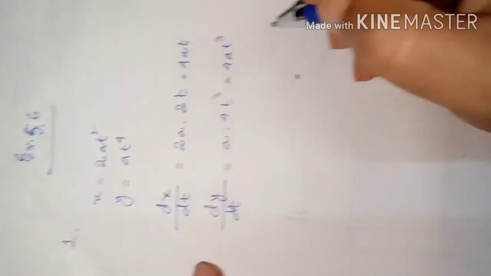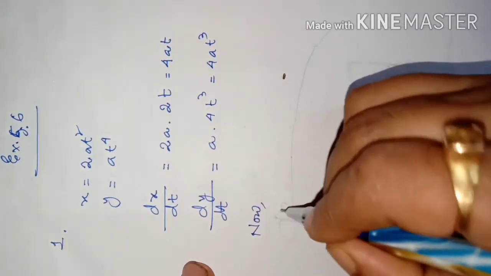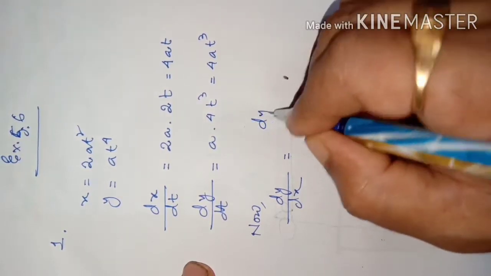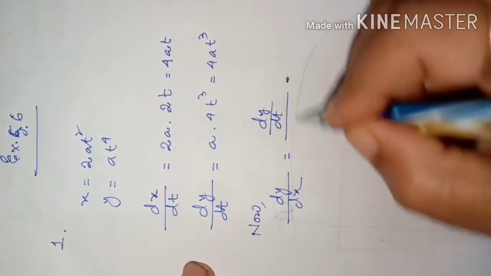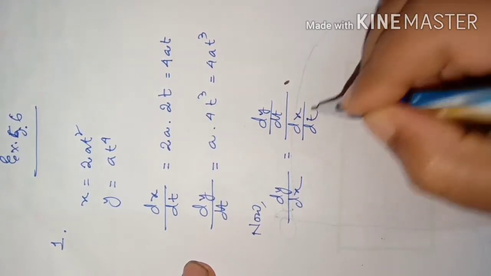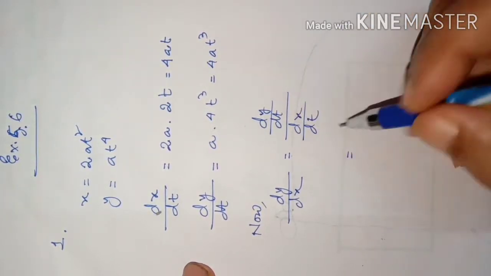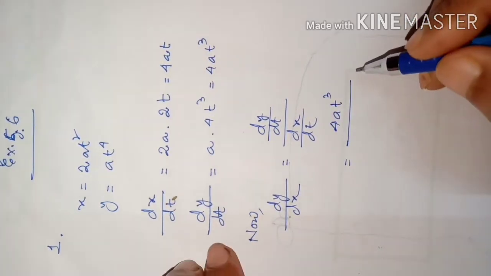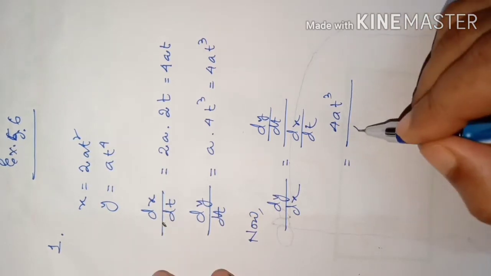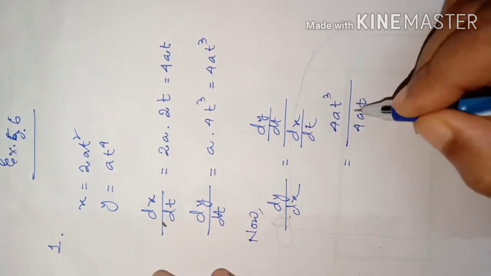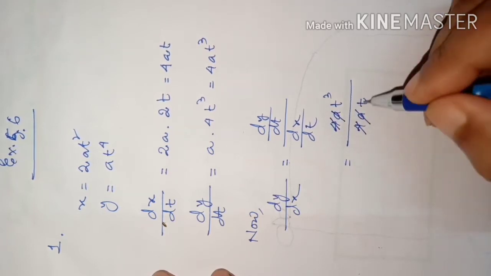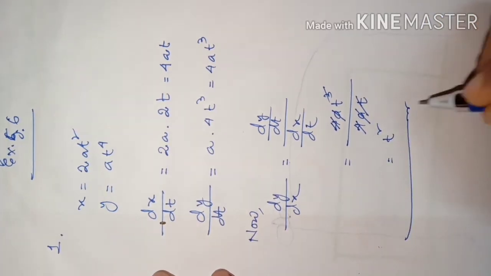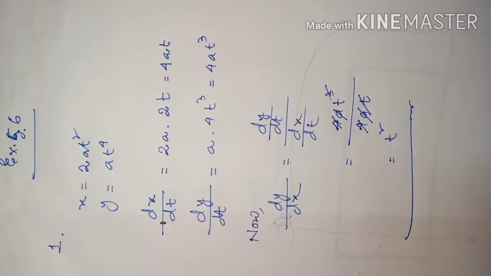Okay, so now you find dy by dx. As I told you before, dy by dx is equal to dy by dt divided by dx by dt. So what shall we get? dy by dt is 4at cube, divided by dx by dt, which is 4at. Then a cancels, 4 cancels, one t also cancels, so it will be t square. So dy by dx is t square. This is our final answer.